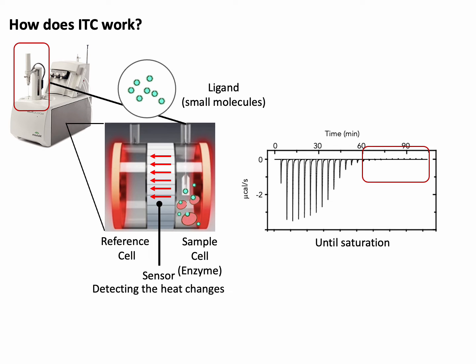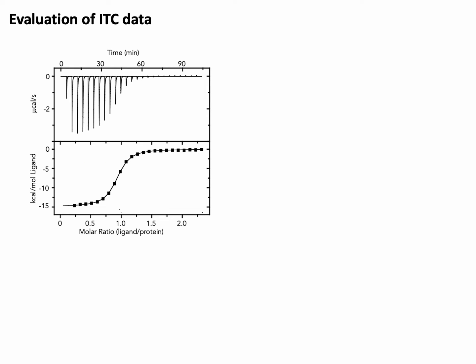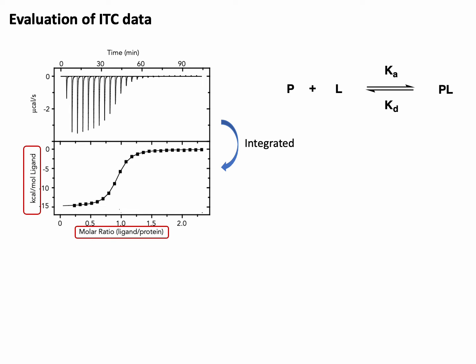With more and more ligand added, and the ligand-protein ratio increased through the series of injections, until all the protein reaches saturation, the heat changes start to decrease. The area of each peak is then integrated and plotted versus the molar ratio of ligand to protein. The resulting isotherm can be fitted with a binding model from which the affinity is derived. The molar ratio at the center of the binding isotherm gives us the reaction stoichiometry.